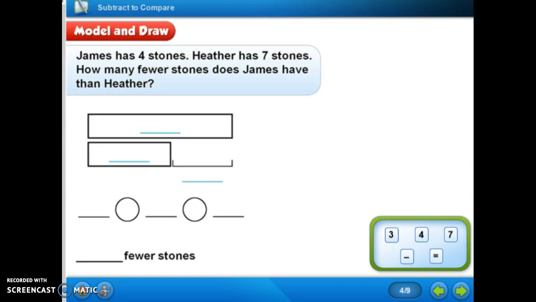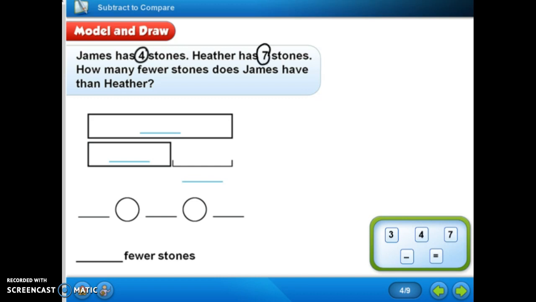All right, did you find page 100? Excellent. Let's read the problem. James has 4 stones. Heather has 7 stones. How many fewer stones does James have than Heather? All right, I'm going to start by circling the numbers in my problem. One number is 4. One number is 7.